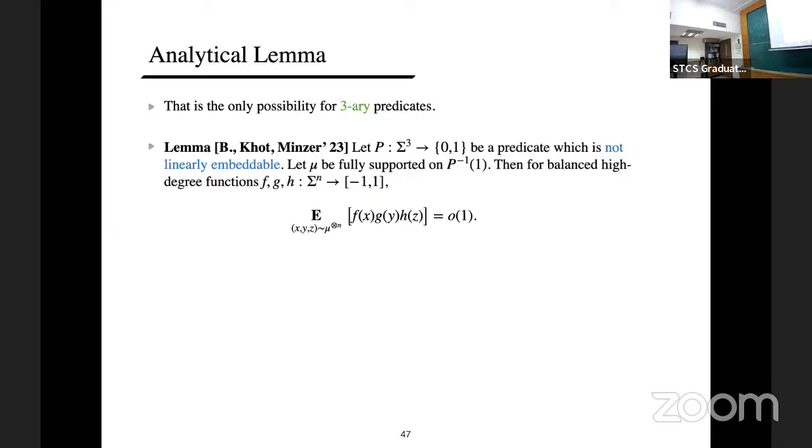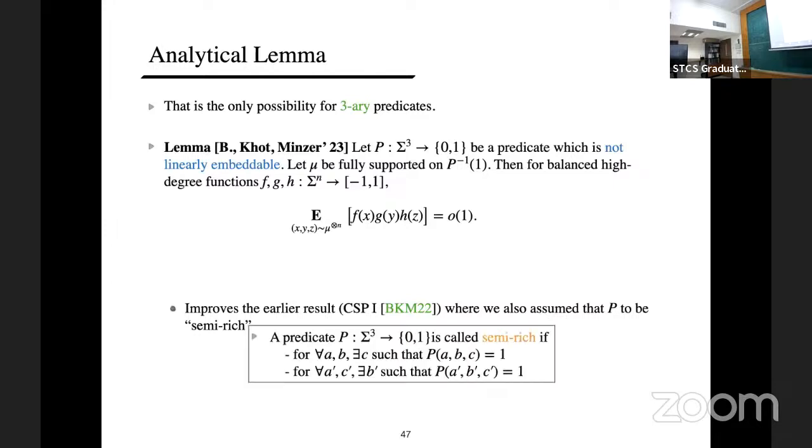As soon as your predicate P, or the distribution we have, has no linear embedding, for high degree functions this is small. So this includes the earlier result where we only showed this for some denser sort of predicate, but this gets rid of the denseness property. It just relies on the linear embeddability, and that is necessary. If you have time, I'll flash that slide, but let's move on.